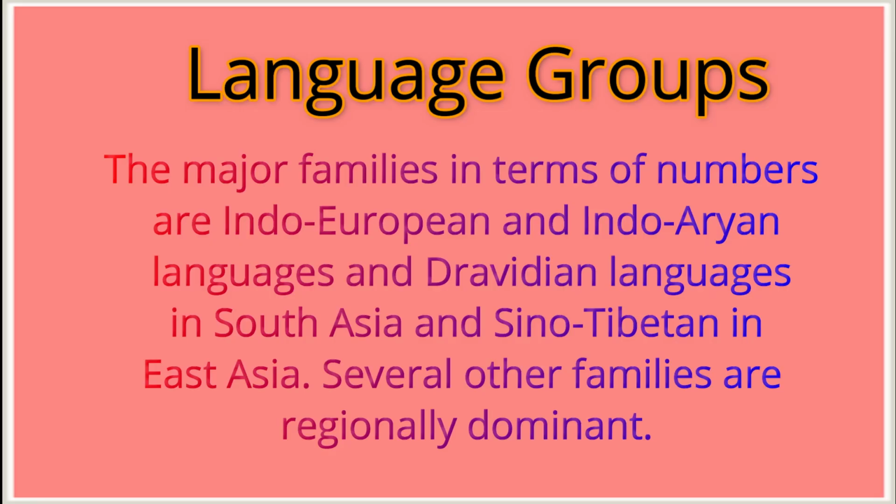Language groups. The major families in terms of numbers are Indo-European and Indo-Aryan languages, and Dravidian languages in South Asia, and Sino-Tibetan in East Asia. Several other families are regionally dominant.